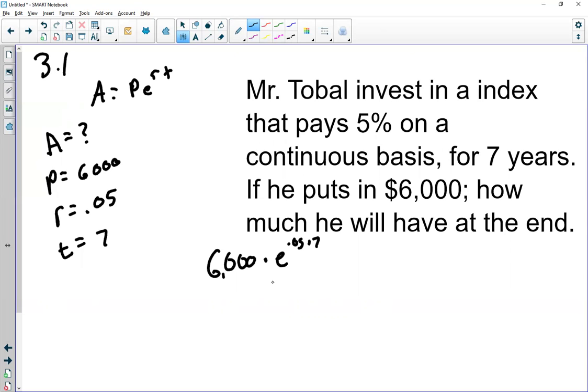Oh, there's e to the 0.35 times 6,000. Okay, now can you... 8,514 and 41 cents. When you use e in the calculator, you want to click second ln to get the exact e value.